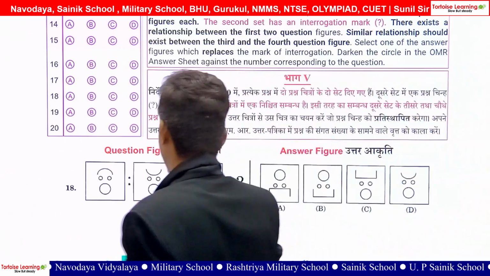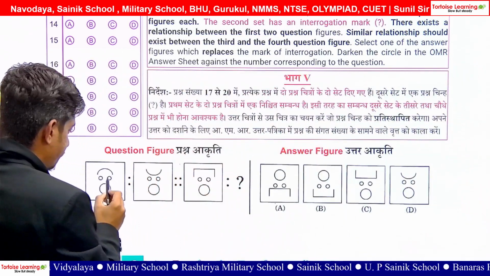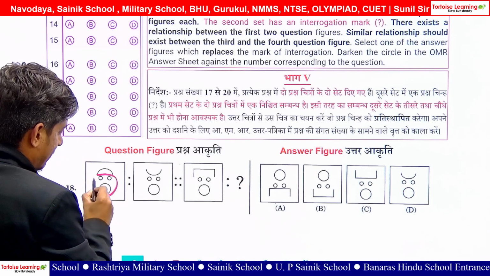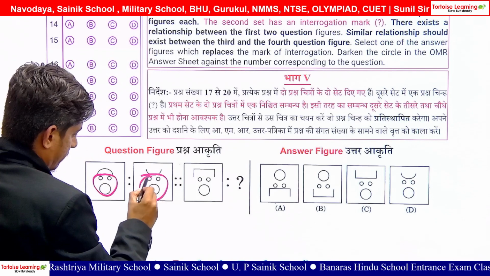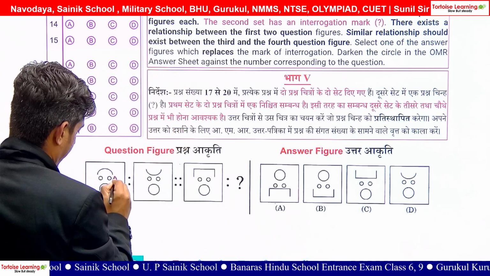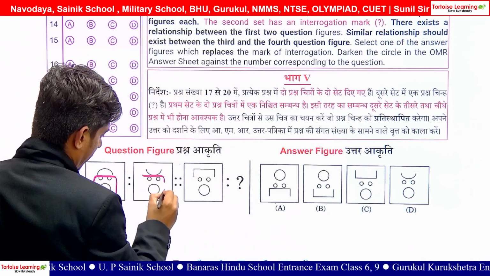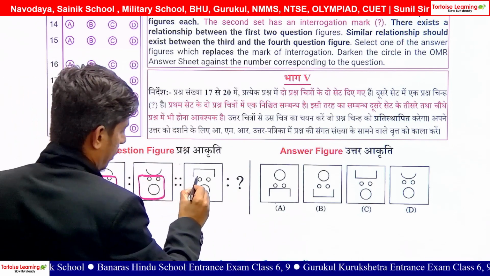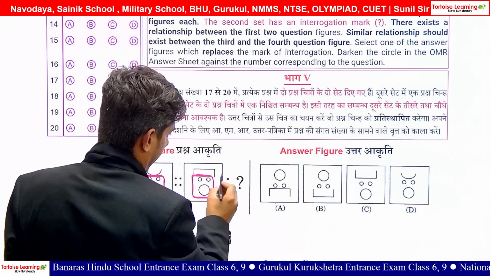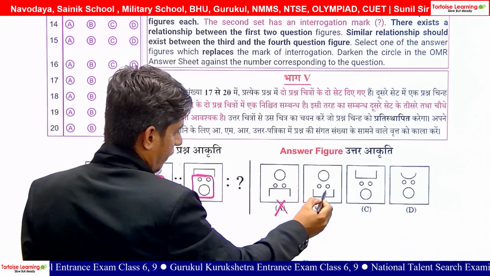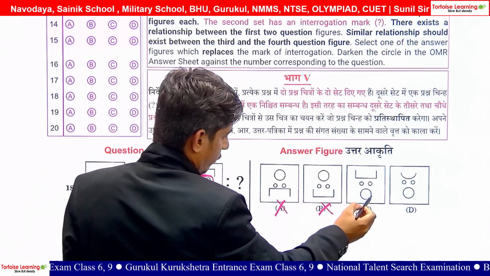Next, if you look at this, only this lower part is the same as the first, but the major difference is the upper part. The upper part is rotated 180 degrees. So the lower part will be the same. So if I look at this, this lower part is not the same. This lower part is not the same. This lower part is the same.